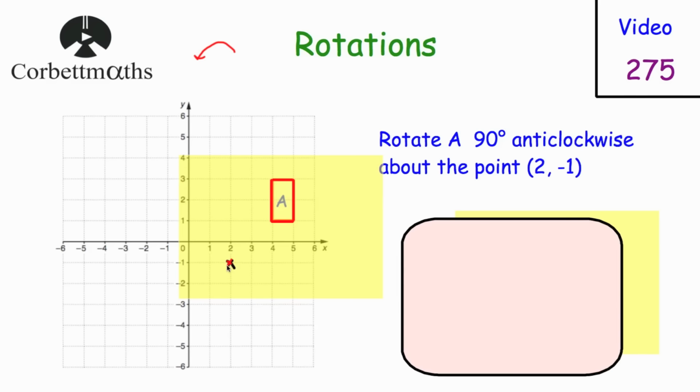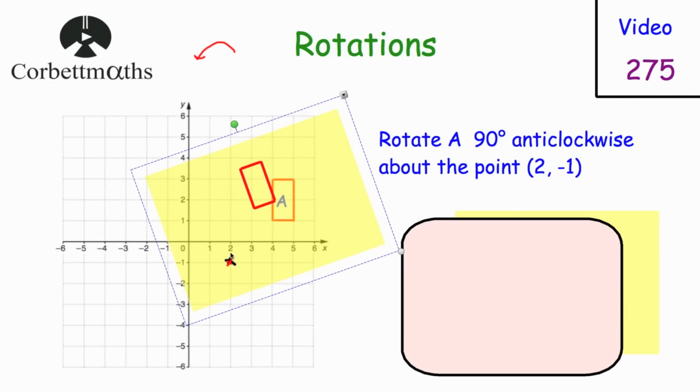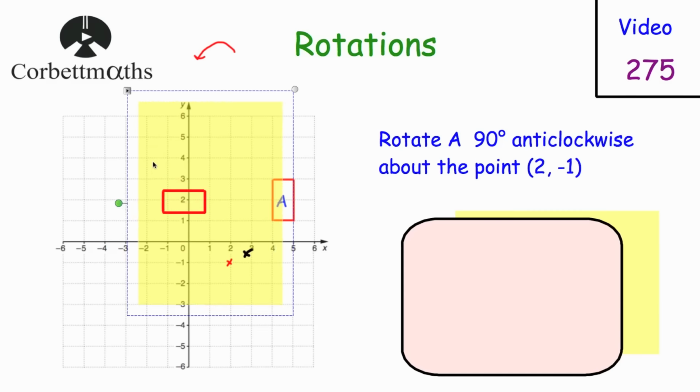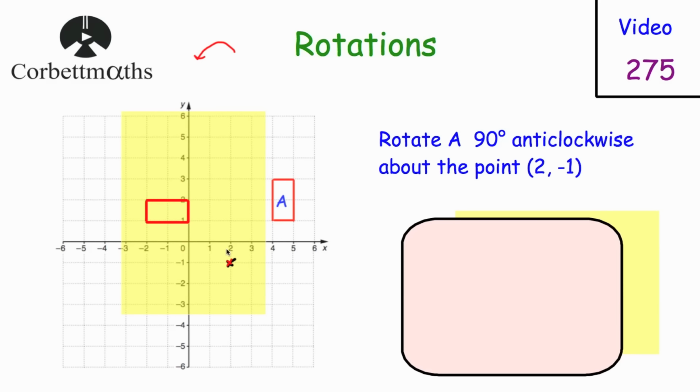So now what we're going to do is we're going to put our pencil on the center of rotation and we're going to rotate the tracing paper 90 degrees anti-clockwise. So when we do that, we turn it, and it's important to keep the center of rotation on that point. We're turning it like so, until we've rotated the tracing paper 90 degrees anti-clockwise. And we can now see the position of where A would go after we rotated it 90 degrees anti-clockwise about (2, -1). So now what I would do is I would just draw over this rectangle a couple of times, just to make sure that whenever I move my tracing paper, that there's a sort of a light impression on the paper. So it would look something like this. And that's it. So we've rotated A 90 degrees anti-clockwise about the point (2, -1).